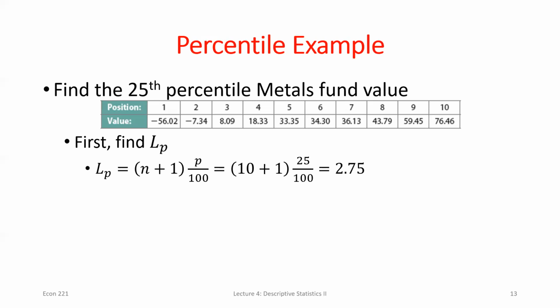So I'll take my first weight. I'm closer to the third position, so I'll multiply the value in the third position by that higher weight. I'll then add to that the smaller weight multiplied by the value in the position that I'm a little bit further from. A little bit further from that second position, so the negative 7.34 gets multiplied by that smaller weight.